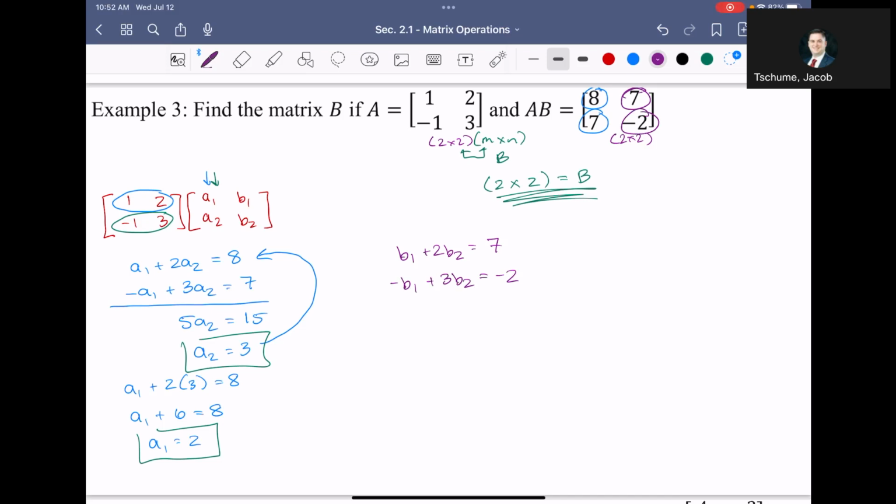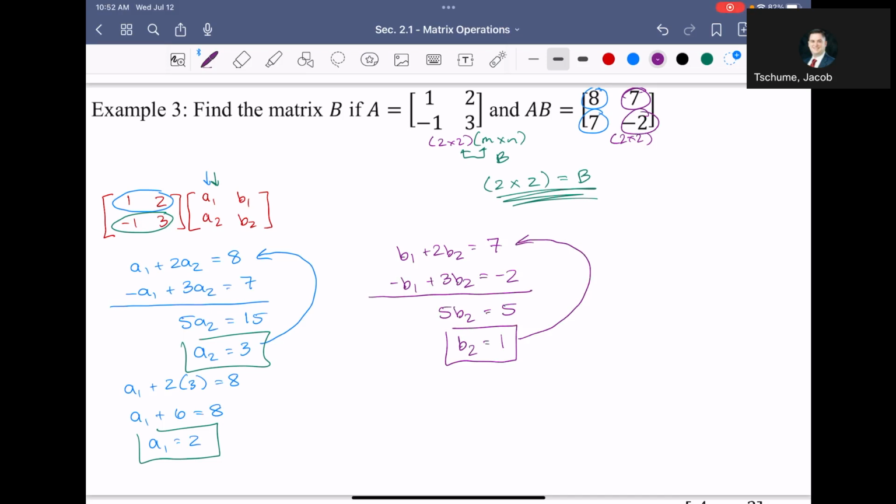And I'm going to solve this the same way that I solved for A1 and A2. If I add these two equations together, the B1s cancel, and you end up getting 5B2 is now equal to 5. And if you divide both sides by 5, you will get that B2 is 1.